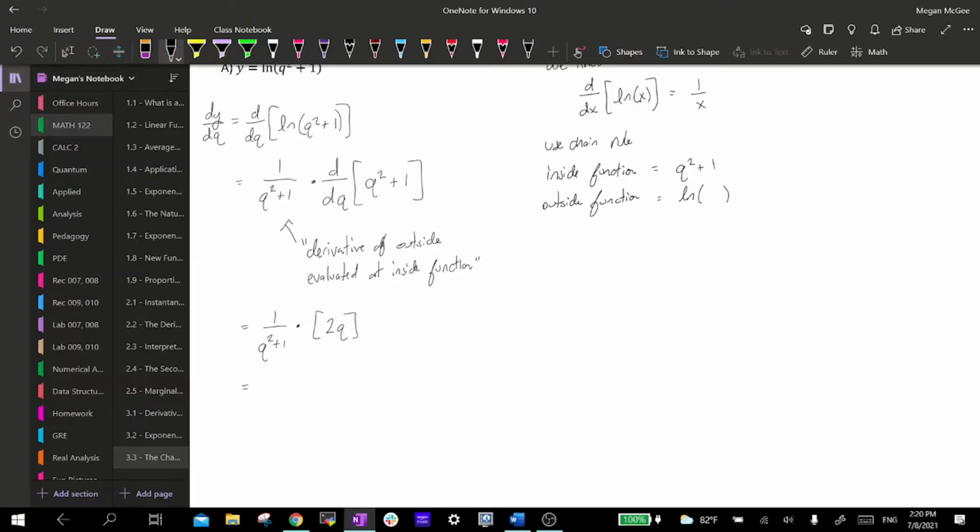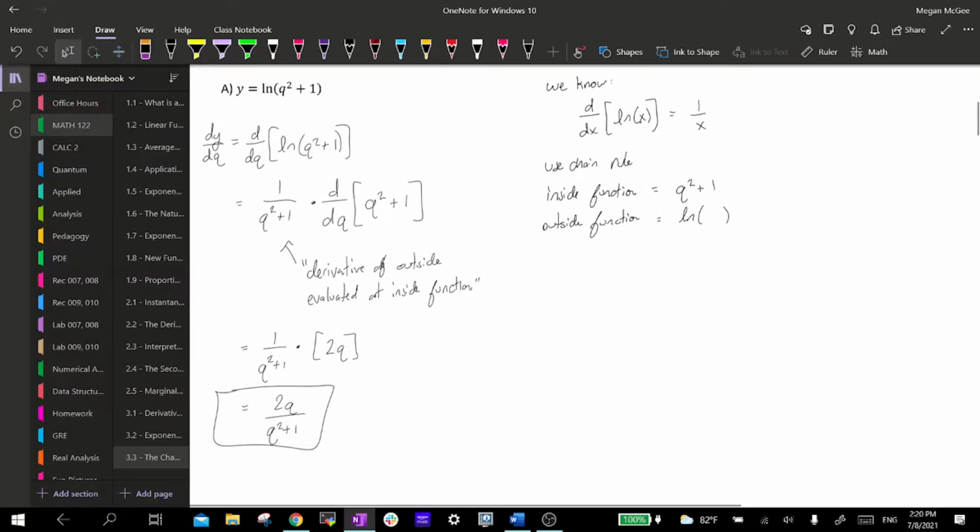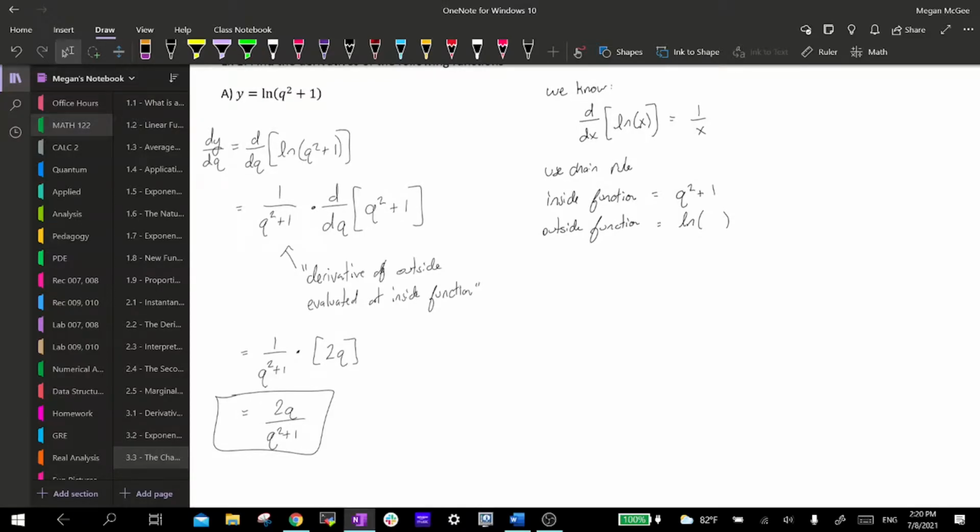Alright, and then if we want to go ahead and drop these brackets, we end up with 2q over q squared plus 1. And that is our final answer. Okay? So the chain rule is a little bit tricky to get started, but that's why we have so many examples to make sure we can understand this, alright?